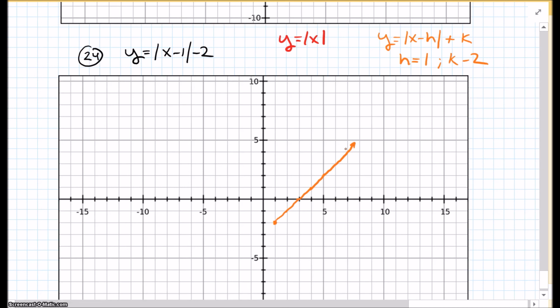So at the vertex, we're going to have one line with a slope of positive 1 going up, and another line with a slope of negative 1 going up. So there we go, with a vertex of (1, -2).